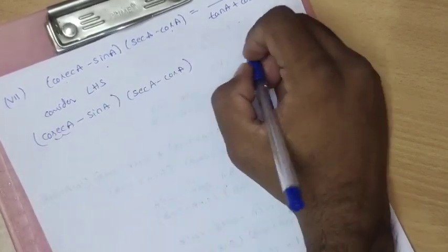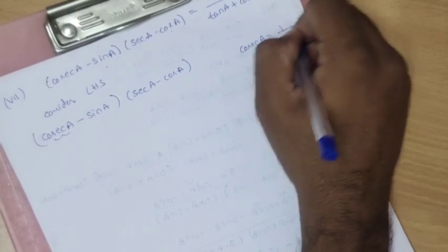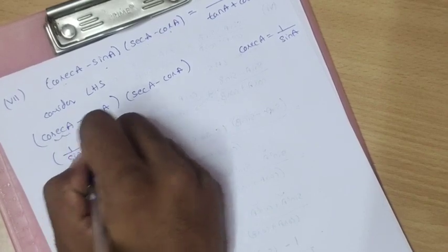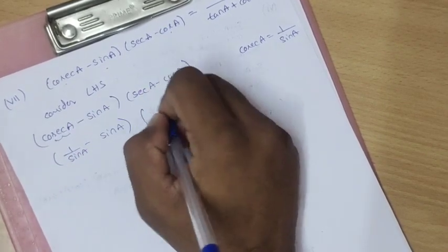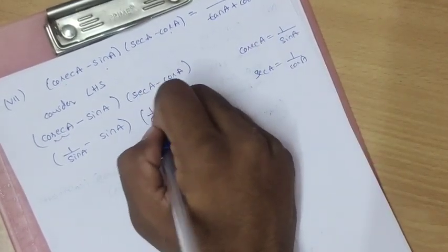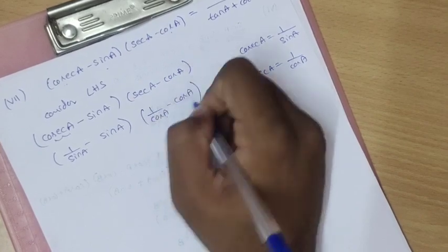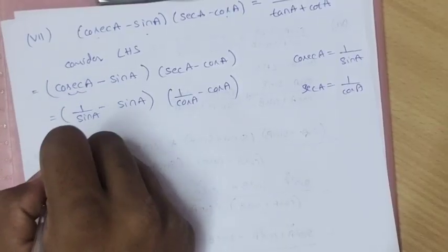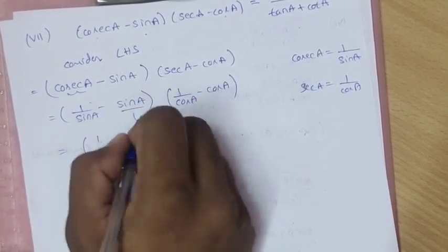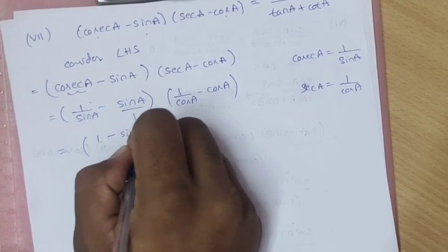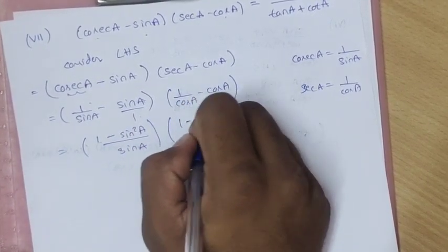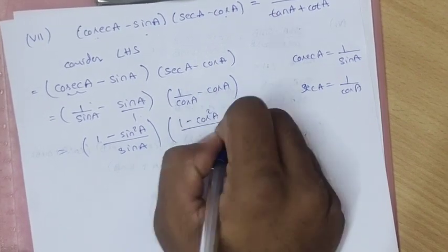What can cosecant be written as? Cosecant A can be written as 1 dividing by sin A. So that changes to 1 dividing by sin A minus sin A, into secant, which can be changed to 1 by cos A, so 1 dividing by cos A minus cos A. If we solve this by cross multiplication, 1 into 1 becomes 1, so (1 minus sin square A) dividing by sin A, and (1 minus cos square A) dividing by cos A.